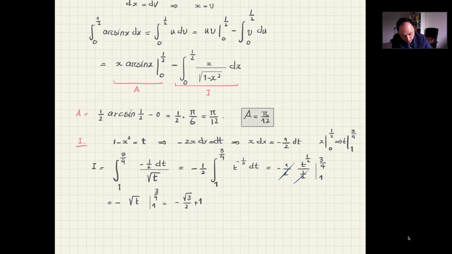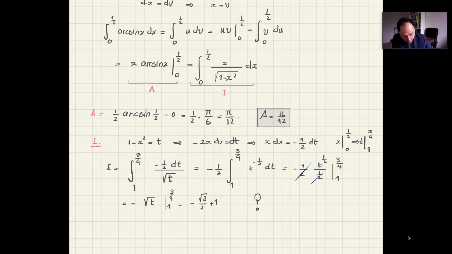So the question mark is a minus I, yes? So what is a? A, I got pi over 12, and then I got I, this one, but if I multiply it by a negative sign, it becomes positive 3/2 minus 1. So that would be the answer to the first part. Okay, any questions?